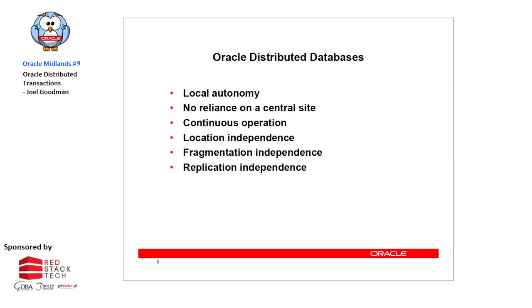So a distributed database has these attributes. It has a degree of site independence, location independence, possibly fragmentation independence. You can have data joined from one place to another, so you're basically having vertical parts of data in different places as well. You can have replication independence. You might have data replicated from one place to another with various technologies as well.